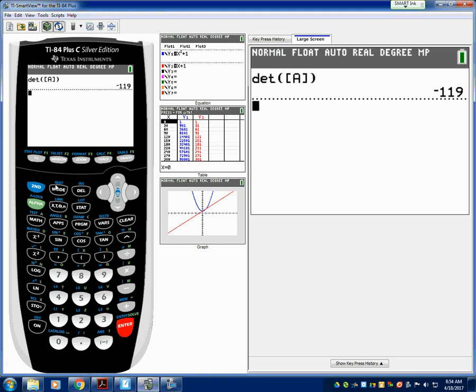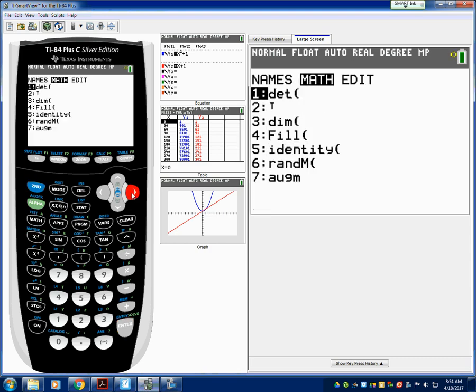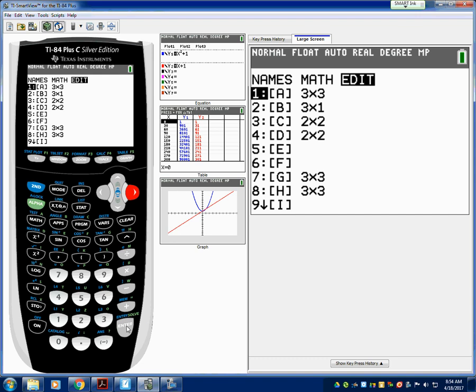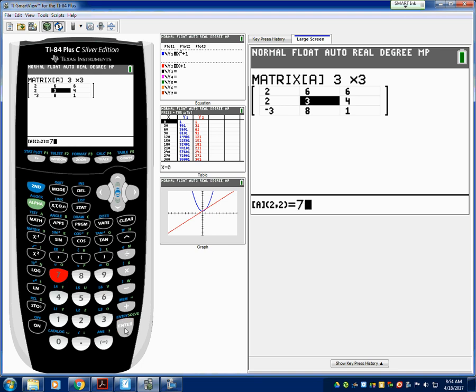So on your calculator, go to second x inverse, go over to edit matrix A. We're going to change matrix A up. The dimensions are already correct, so you'll have to arrow down twice to the first row. And then I'm going to enter in 2, 6, 6. That's the first row of that matrix A. 2, 7, 6. That's the second row. And then the third row is 2, 7, 7.